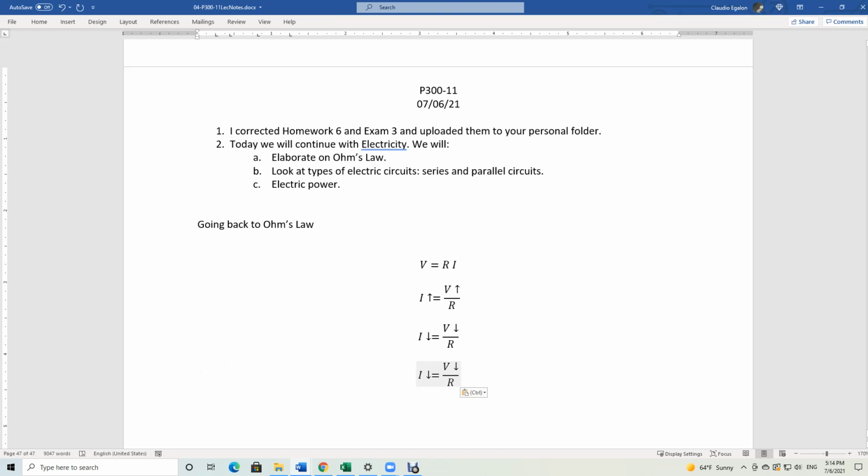So what am I going to do? I am going to change the resistor, because I have a bunch of resistors here. I'm going to keep the voltage constant, and I'm going to change the resistor. If I increase the resistance, then the current should decrease. Similarly, if I decrease the resistance, the current should increase.